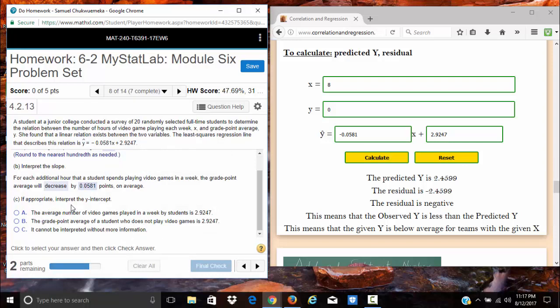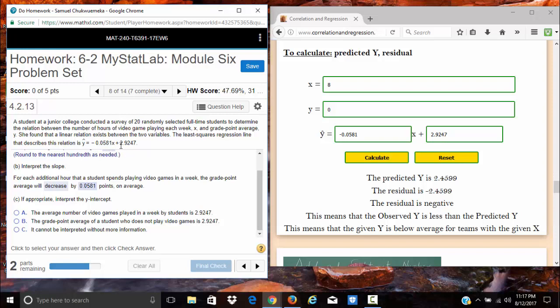Interpret the y-intercept. Y-intercept is when x is 0. When x is 0, what is your y? So that is the interpretation of the y-intercept, when x is 0, and your y-intercept is this. Remember, this is y equals mx plus b, the equation of a straight line. M is the slope, b is the y-intercept.